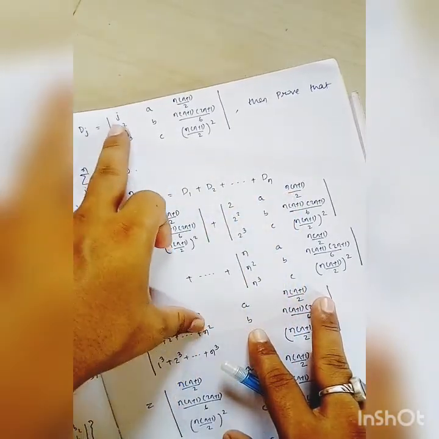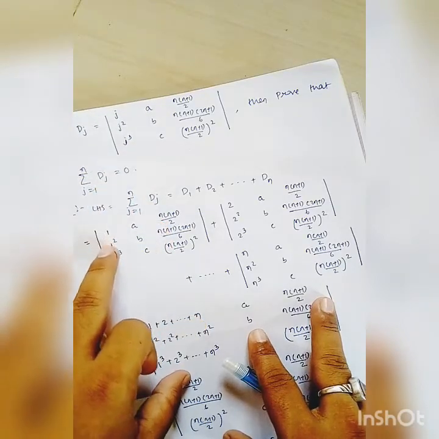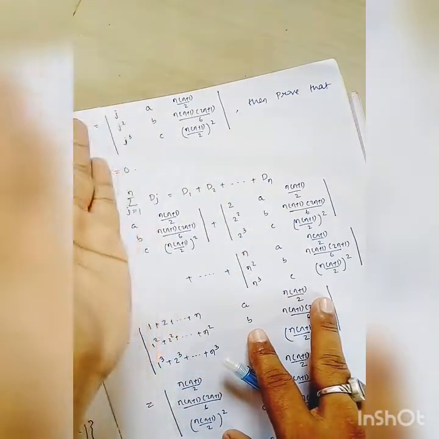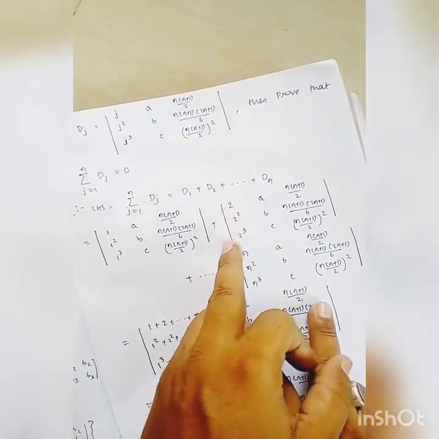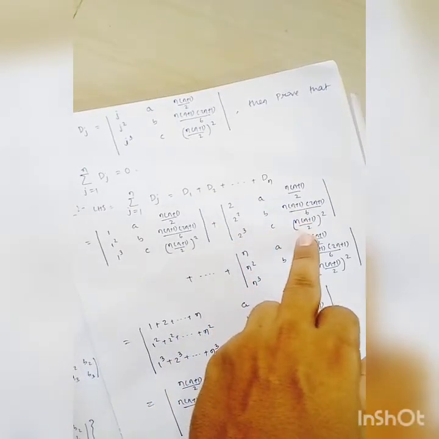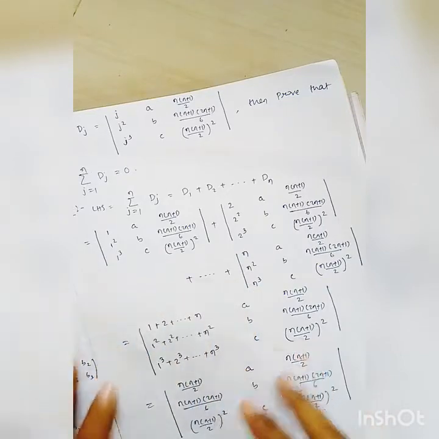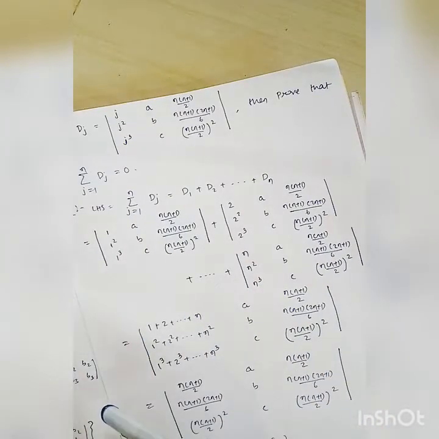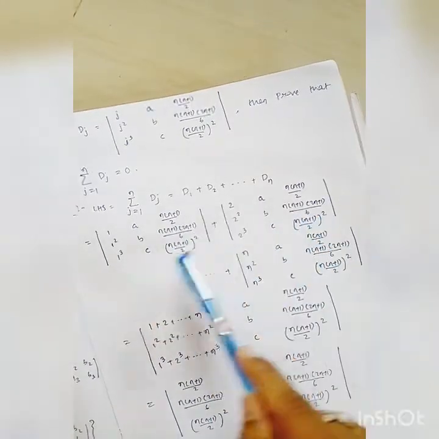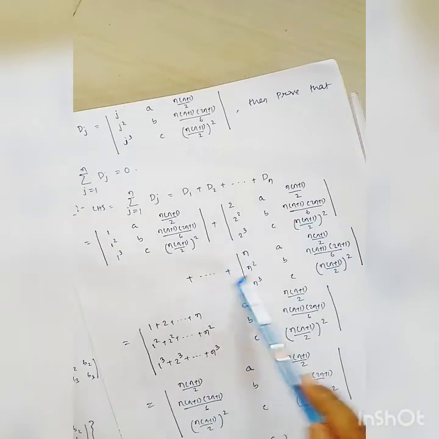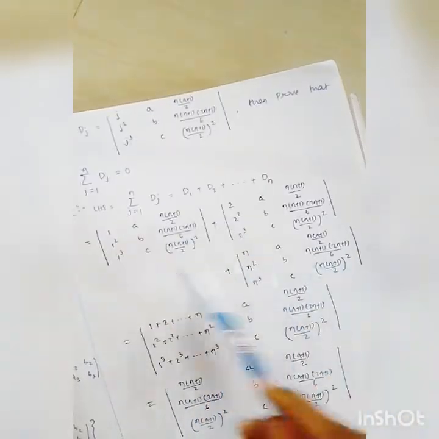Here Dj is given with j, j square, j cube in the first row. Now D1 is obviously 1, 1 square, 1 cube, and the other columns are constant, that is ABC. Again D2 is 2, 2 square, 2 cube, ABC, and column 3 constant. Similarly Dn is n, n square, n cube. By using the converse part of the previous property, column 2 and column 3 of each determinant are identical. This is ABC; column 2 and column 3 are identical, only column 1 is different.